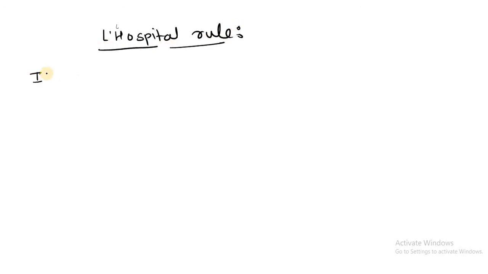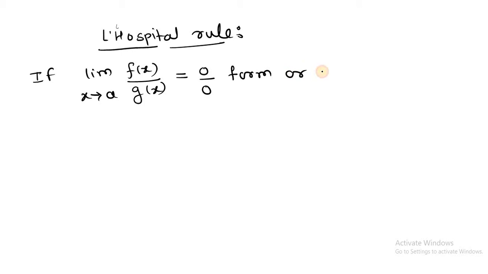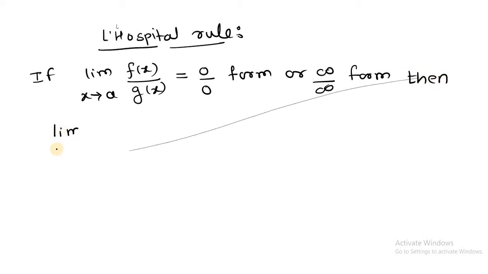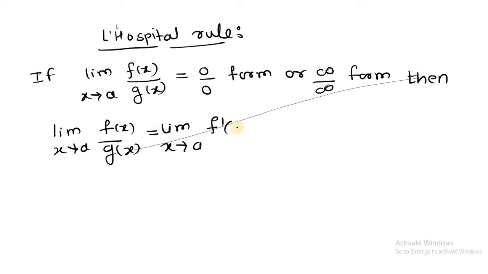If the limit of function f of x divided by g of x, as x tends to a, is either 0 by 0 form or infinity by infinity form, then the value of this limit, as x tends to a, of f of x upon g of x is the same as limit as x tends to a of f dash of x upon g dash of x.